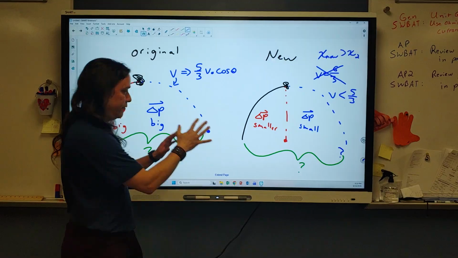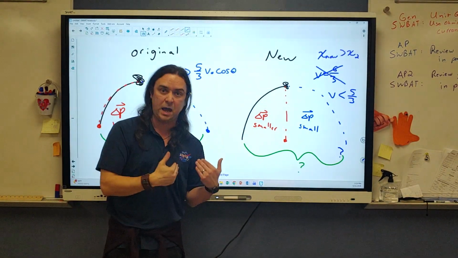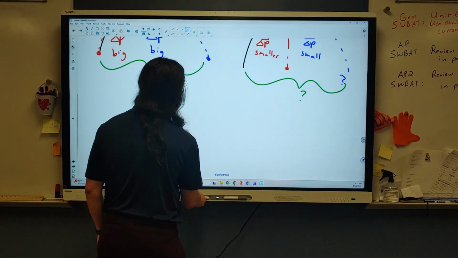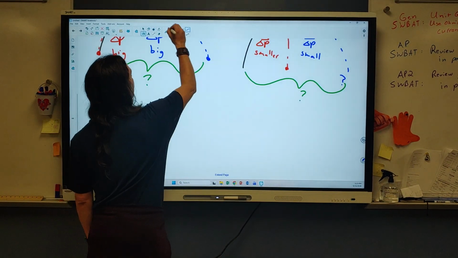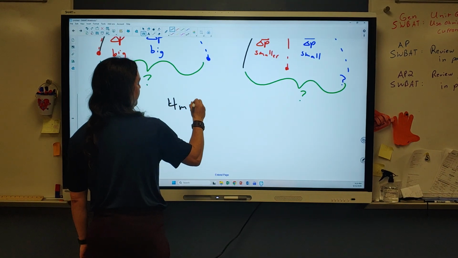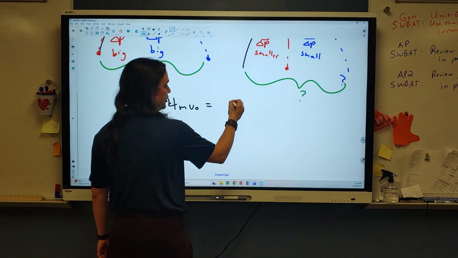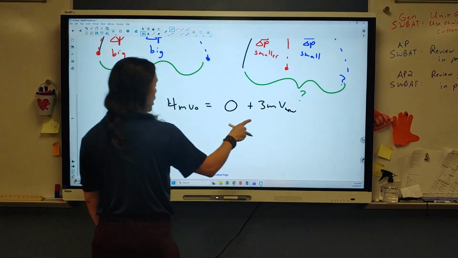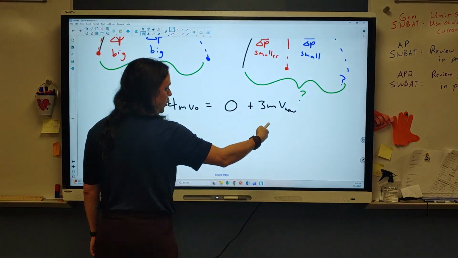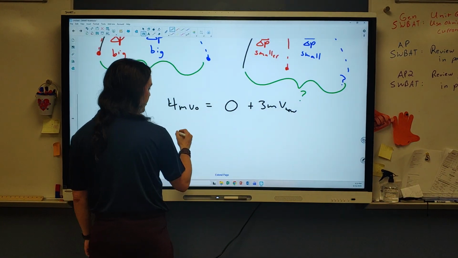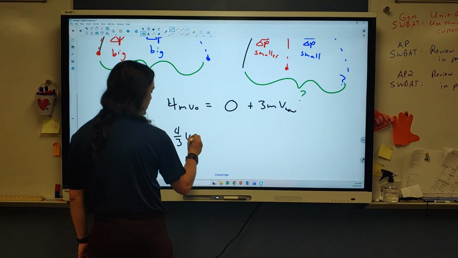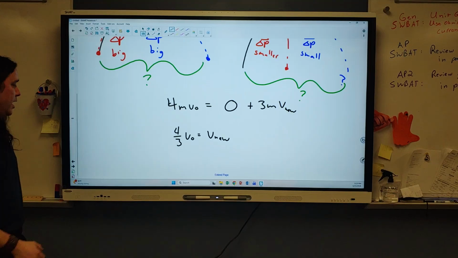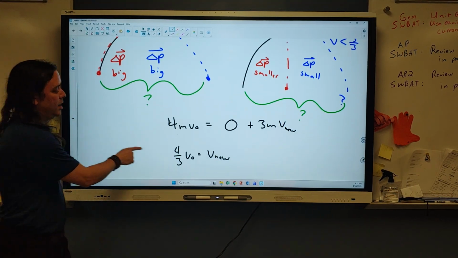The other thing that you could do, instead of applying this rationale to conceptually, semi-quantitatively come to your answer, is you could go through and actually solve it. In this case, we started off with 4mv naught, and we are now splitting that into, well, the second object has 0 plus 3mv new. This is just 0 because it falls straight down. This is in the x direction, and I can divide this over, and we end up with 4/3 v naught equals v new. This is also a perfectly good way of describing it, but you're still going to end up with the same outcome. Okay, this is 4/3.